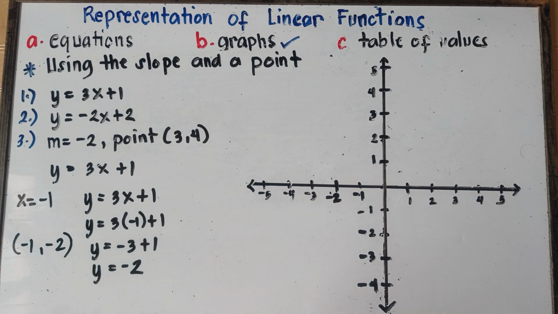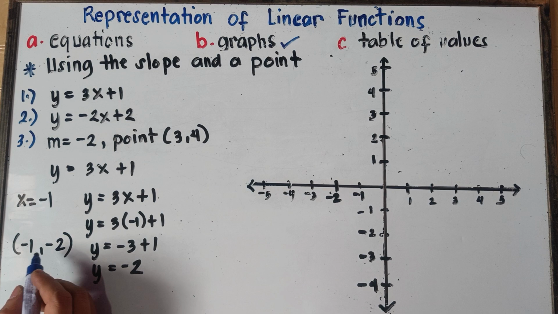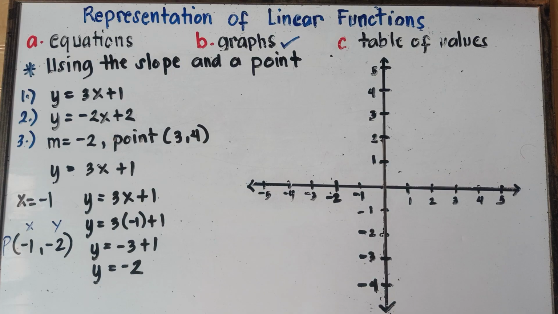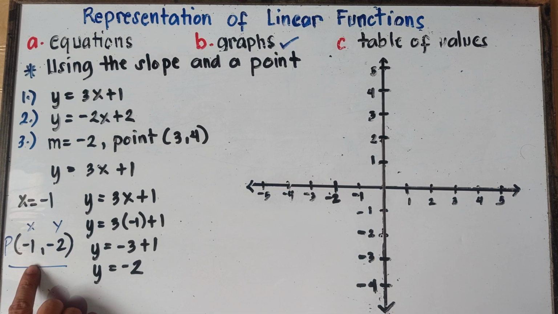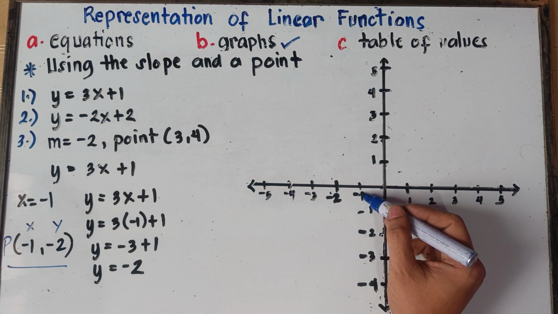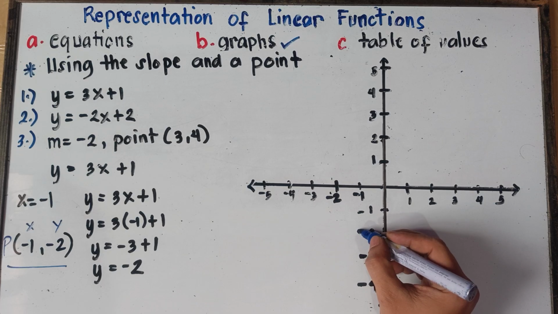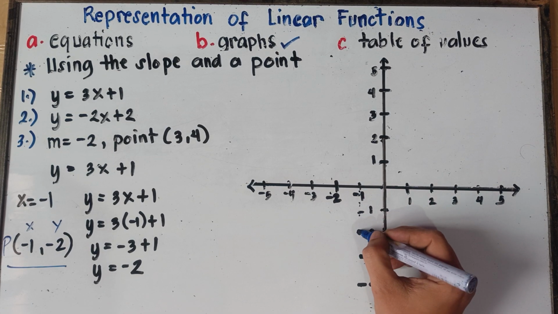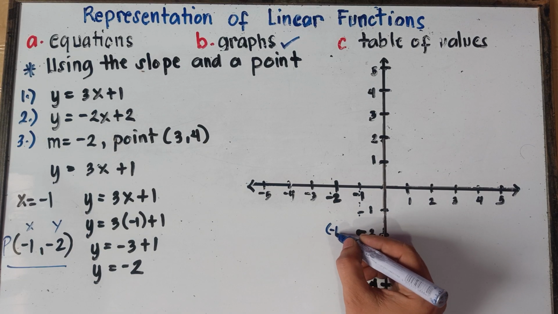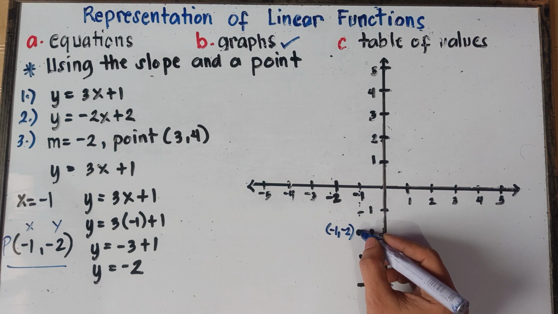Once again, class, our first point, first ordered pair: x is negative 1, y is negative 2. And this will be our first point, class. So therefore, plot this one on the Cartesian plane. Negative 1 and then negative 2. Where's that one, class? This one right here. X is negative 1 and then y is negative 2. So let me label this one: x is negative 1 and y is negative 2. So this one right here, class.